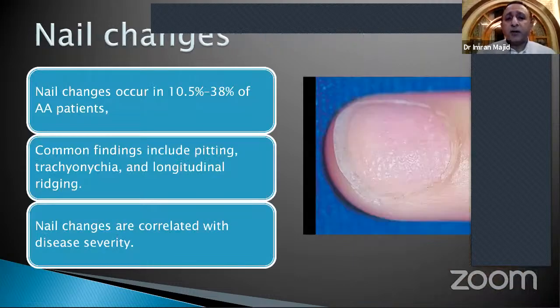Nail changes occur in around 10.5 to 38% cases of alopecia areata, and the commonest findings that we see include pitting, trachyonychia, and longitudinal ridging. And nail changes are associated with disease severity. So more severe alopecia areata, more the chances of nail changes that we see.